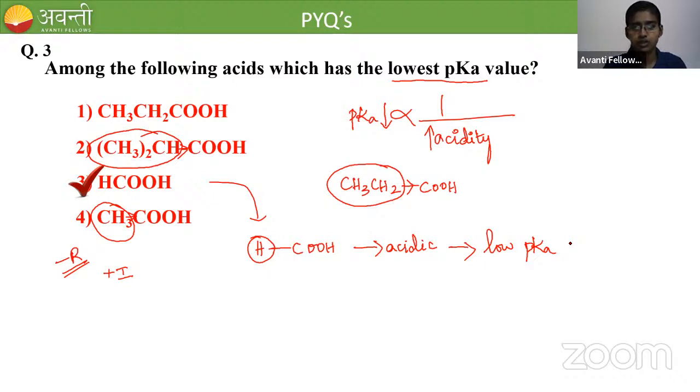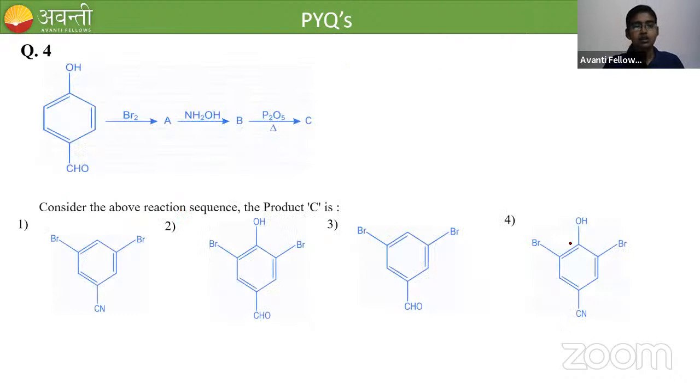Question number 4 for today. So consider the above reaction sequence and find out product C in the sequence. So you can take 10 to 30 seconds and you can try to find out the answer.